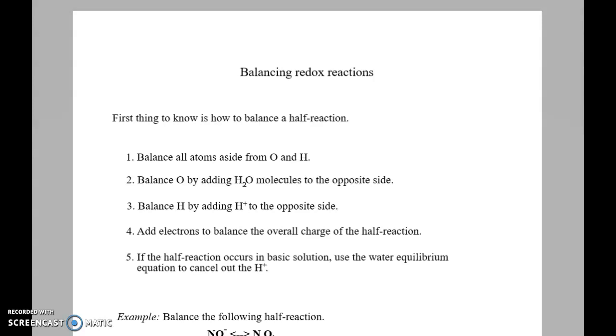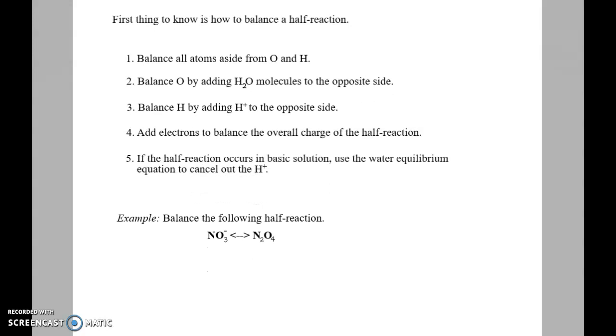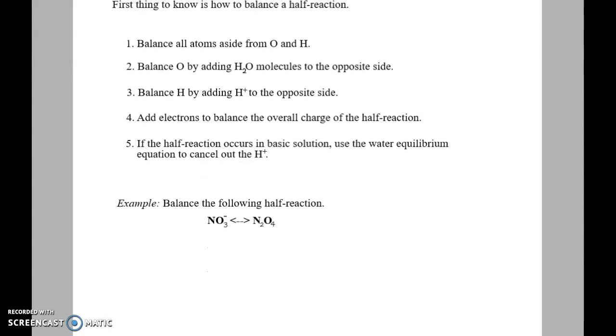I will be explaining how to balance redox reactions. The first thing to know is how to balance a half reaction. You start by balancing all atoms aside from oxygen and hydrogen atoms. After that has been done, you can balance oxygen atoms by adding H2O molecules to the side that has the least amount of oxygen atoms.